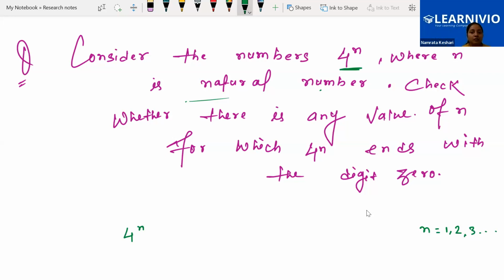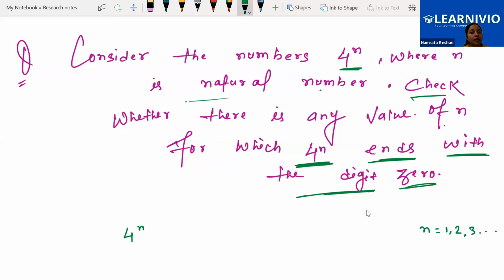Check whether there is any value of n, what is the exponent, what is that natural number, for which 4 to the power n ends with the digit 0. What is that exponent which we will be taking so that 4 to the power n gives a result whose ones place digit is 0?